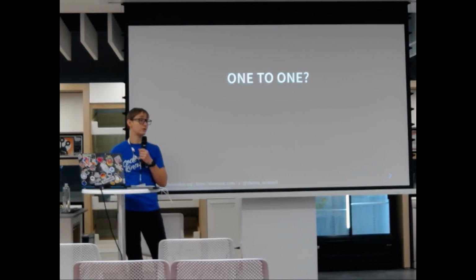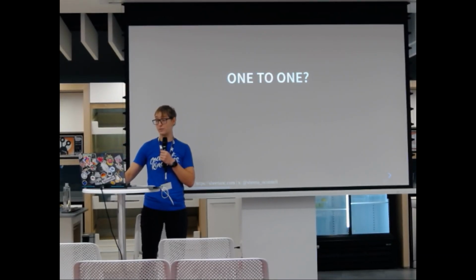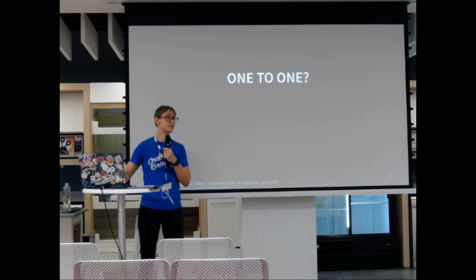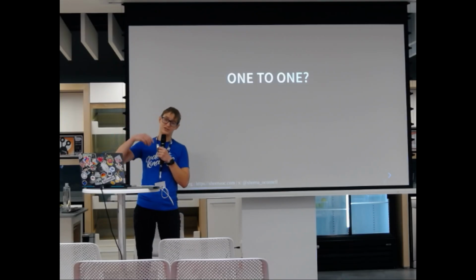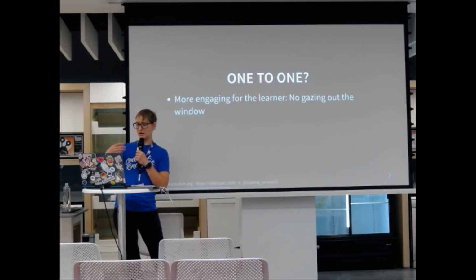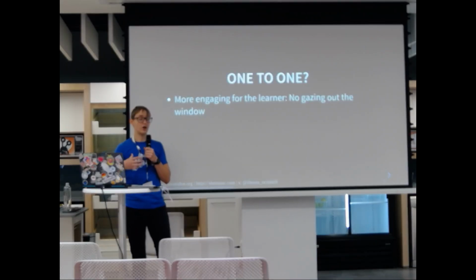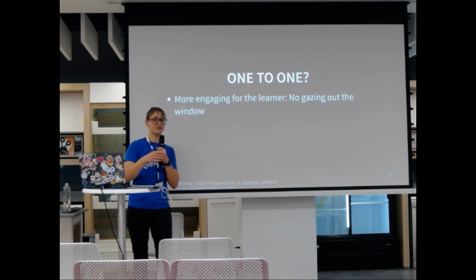The next part of Bloom's 2 Sigma problem was one-on-one tutoring, and that's very powerful. I want you to just think about what that means. If you picture yourself in your old classroom situation, and then imagine what it would have been like if you just had a one-on-one tutor for all of that stuff, how would it be different? Well, there's a few different ways. Firstly, it's more engaging for the learner, obviously. You can't be gazing out the window and talking to your friends.